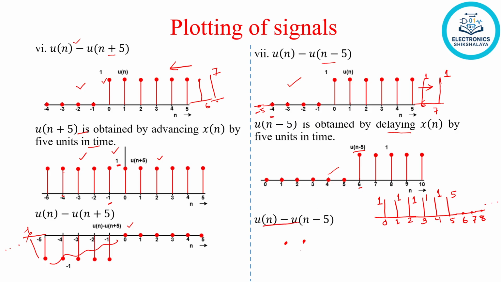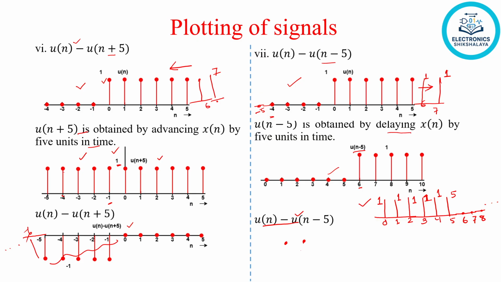So this is actually the graph of u of n minus u of n minus 5. Okay. Previous graph is wrong. This is the correct graph of u of n minus u of n minus 5, because we are subtracting u of n minus 5 from u of n. So you can see the u of n value at 0 is 1, in this case at 0 the value is 0, so 1 minus 0, the value is 1. It goes up to 5. Then at 6, both values are 1, so that will be 0.